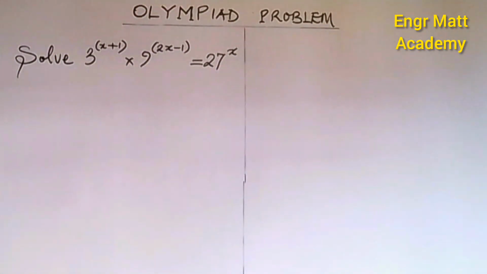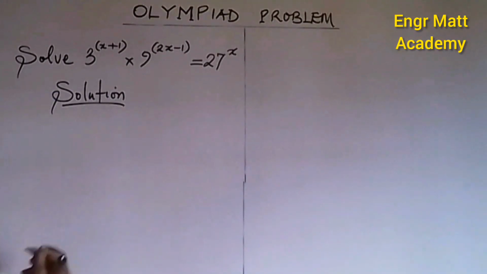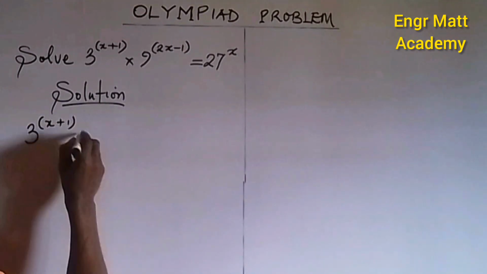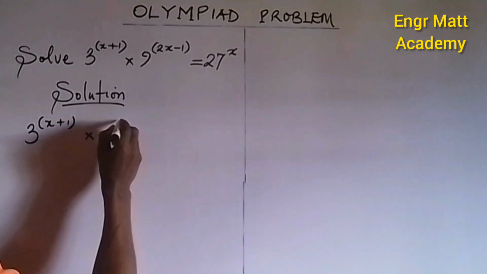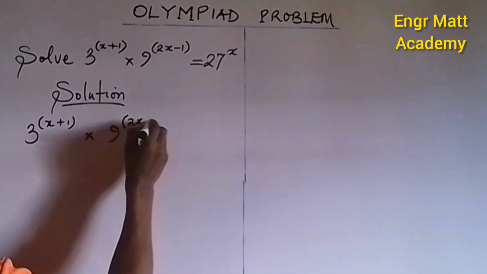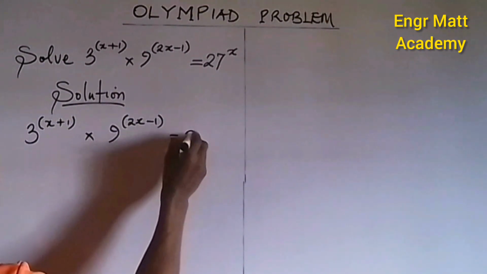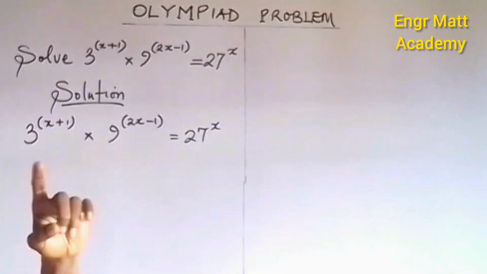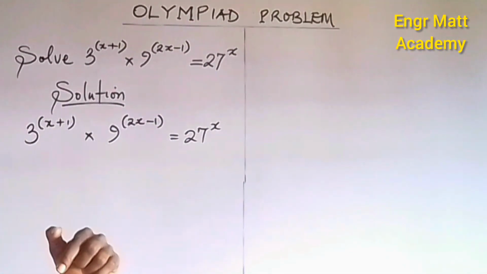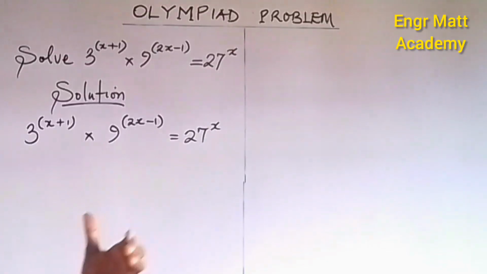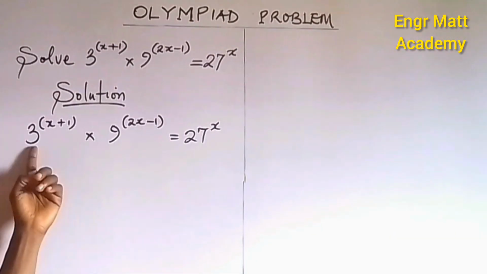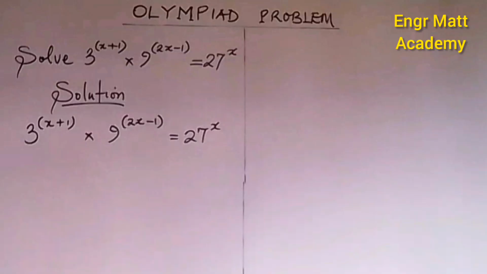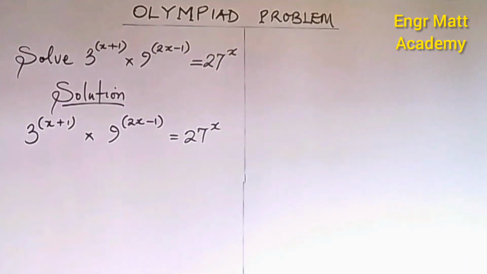Let's see the solution. 3^(x+1) times 9^(2x-1) equal to 27^x. When we have this kind of problem, the first thing that should come to your mind is to see if the base numbers are related. The base numbers are 3, 9 and 27. Are they related? Yes. Let's see why we say they are related.